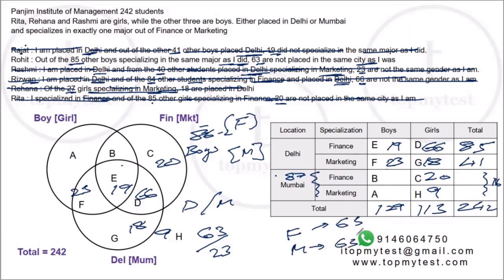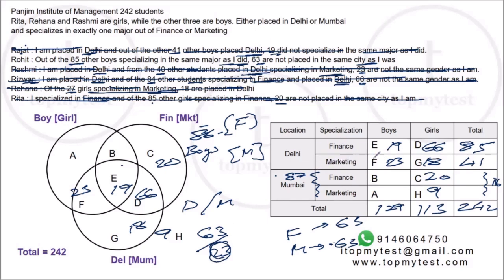Now, the other city has to be Mumbai. Why? Because Delhi is already fixed for boys in finance and marketing. You need 63 in one of these two places. Now, where will the 63 couple with? 63 will couple with this 23, because 85 plus 1, 86 minus 63 will be 23. So Rohit should belong to the 23 and therefore belong to Delhi.